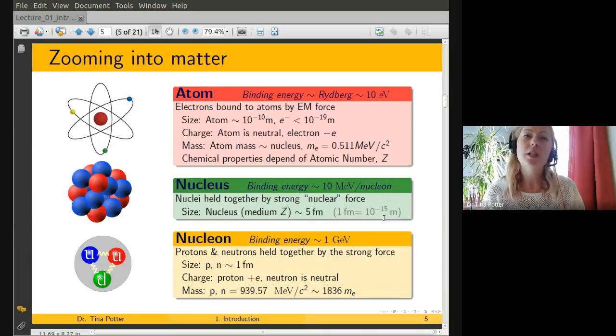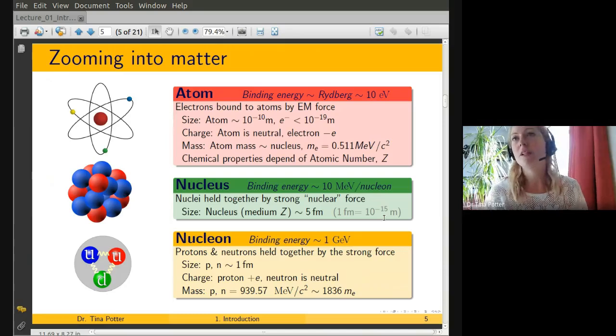Right, what I'm going to do in the next few slides is just give a quick overview of what we're talking about here. Much of this is new for everybody, but you are very familiar with matter, of course. So you're familiar with atoms. We've got those electrons whizzing around the nucleus, bound by the electromagnetic force. And the atom itself is about 10 to the minus 10 meters. The electron is much, much, much smaller. Of course, that's actually a fundamental particle. That's 10 to the minus 19 meters.